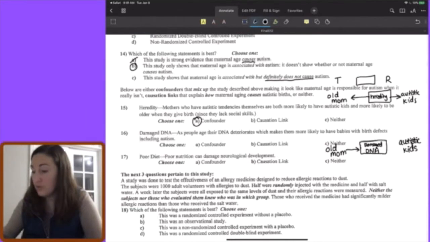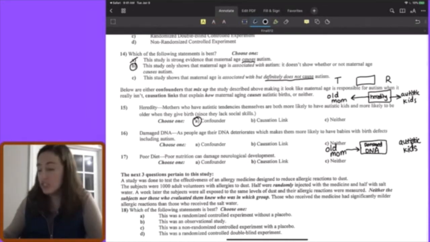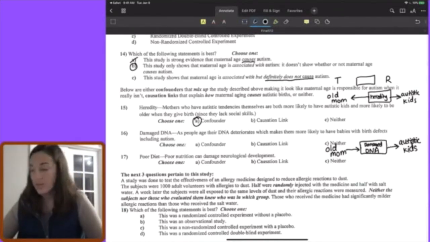And it says this makes them more likely to have babies with birth defects, including autism. So it's saying that damaged DNA is what could lead to having a kid with autism. So this one is the causal link. It's saying, what about the treatment? What about being an older mom could cause the response?